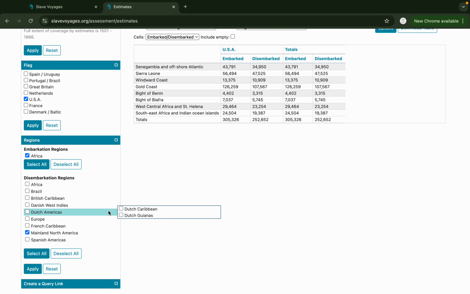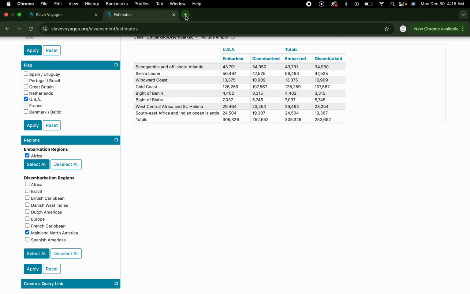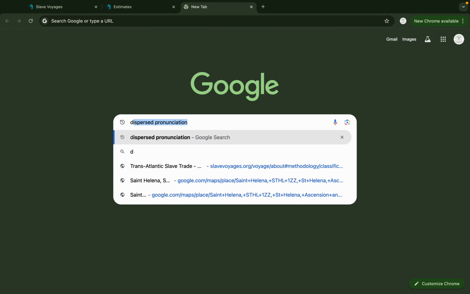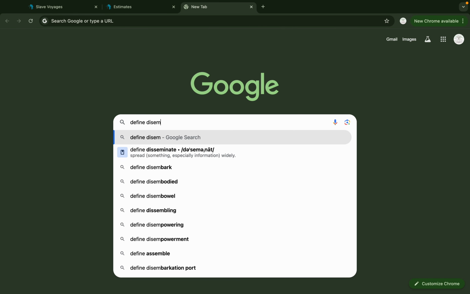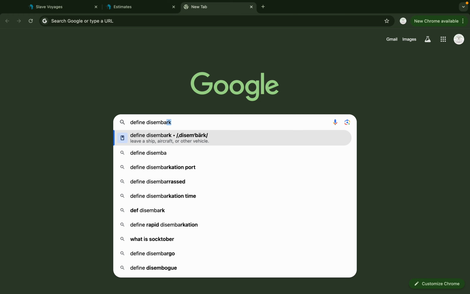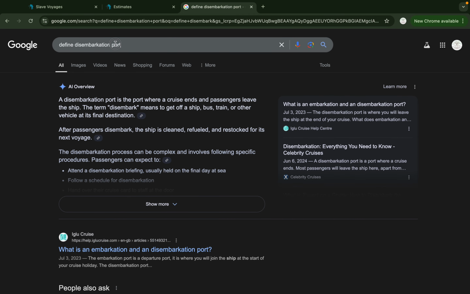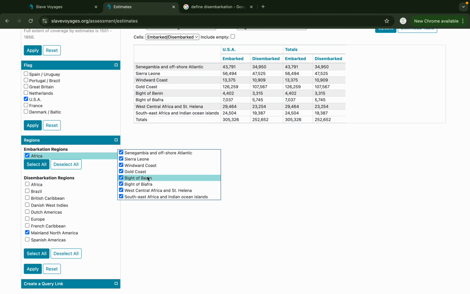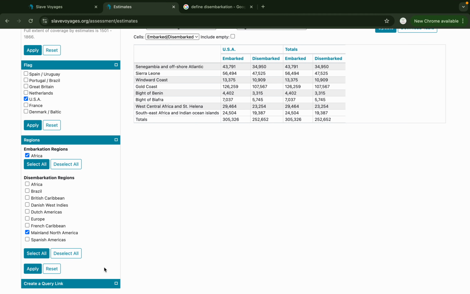Okay. Again, embarkment, getting on, disembarkment, getting off. Just to check ourselves, we want to make sure. Define disembark. Okay. Active leaving. Okay. So we always want to fact check. There's nothing wrong with that. All right. And now let's apply.